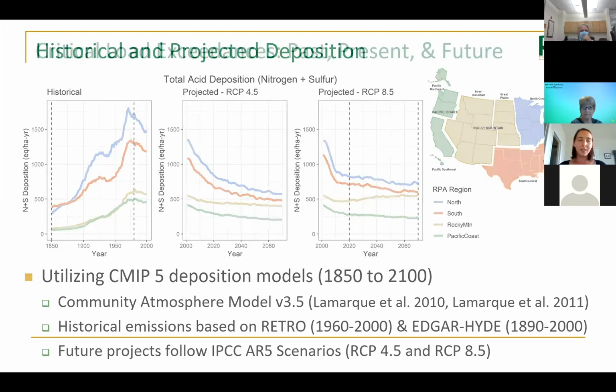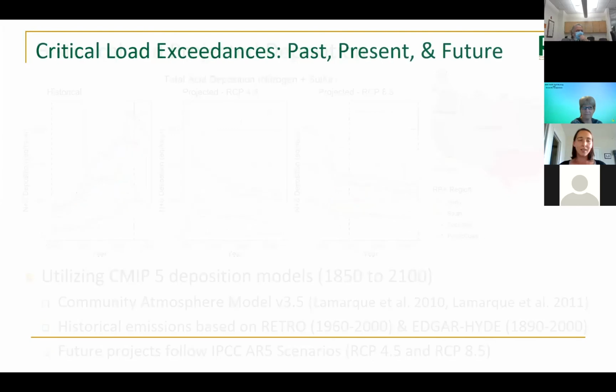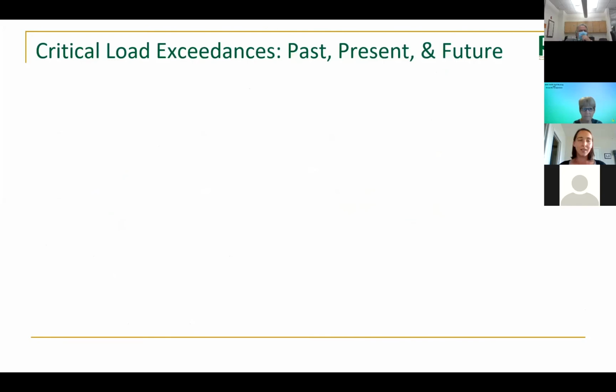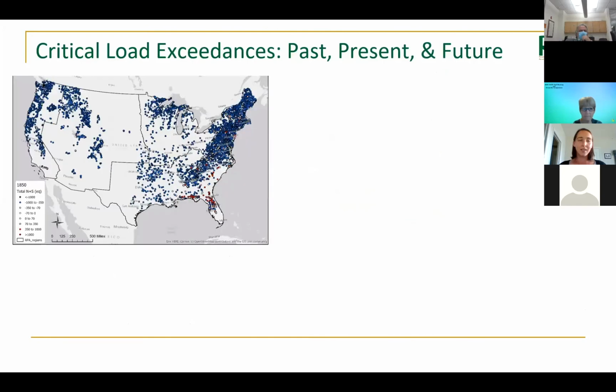And also what we were able to do with that is, since we know the deposition and we have critical loads, specifically we use the critical load for surface water acidification. I should point out that this is deposition, nitrogen and sulfur, total acid deposition in equivalents. And so then what we were able to do with the deposition and having the critical loads is start looking at where those exceedances are.